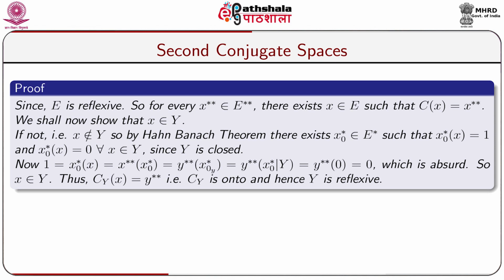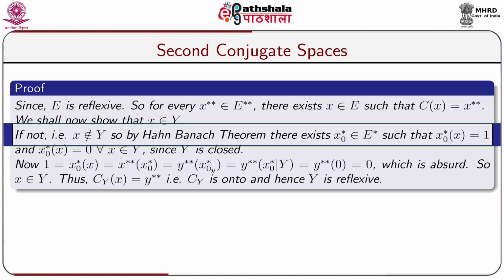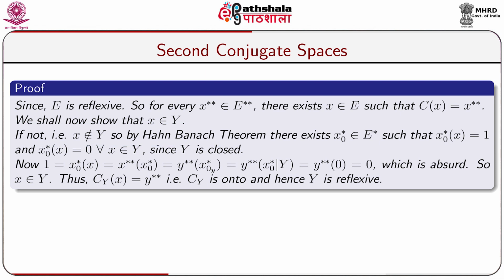Since capital E is reflexive, for every X double star belonging to E double star, there exists X belonging to capital E such that Cx equal to X double star. We shall now show that X belongs to capital Y. If not, that means if X is not an element of capital Y, by the Hahn-Banach theorem, there exists an element X0 star belonging to E star such that X0 star of X equals 1 and X0 star of Y equals 0 for all Y belonging to capital Y, since capital Y is closed.